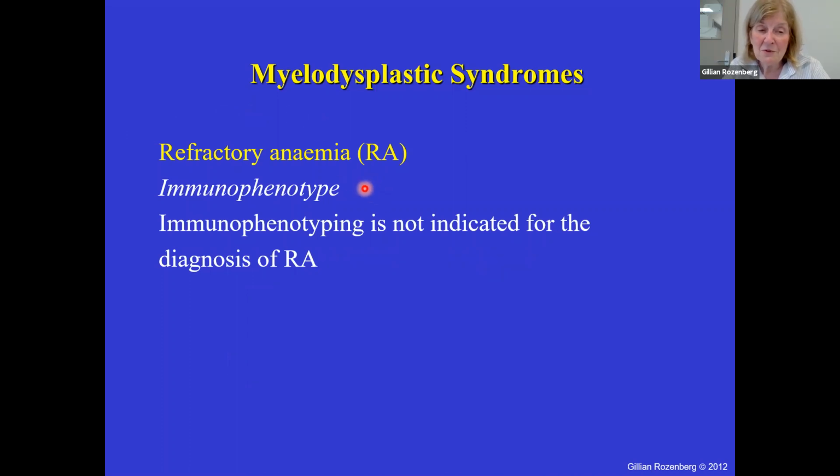So we also would do immunophenotyping if it was relevant, but immunophenotyping is not indicated in the diagnosis of refractory anemia because there are not enough blast cells.